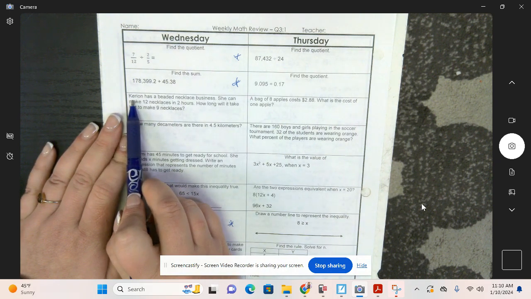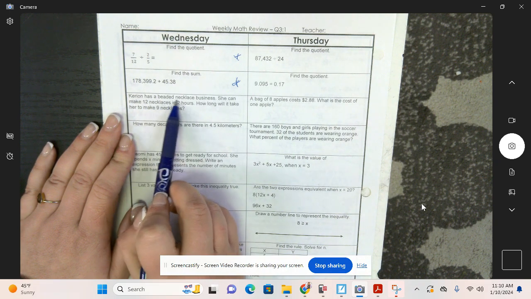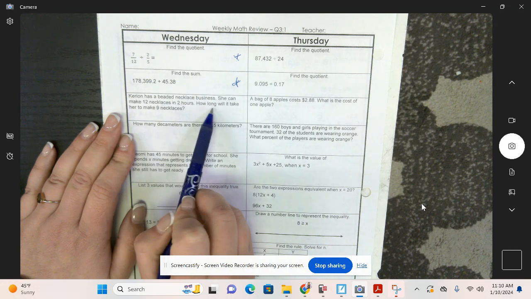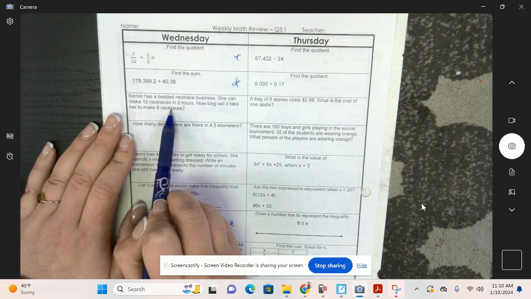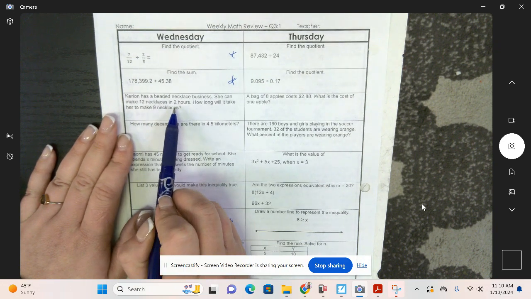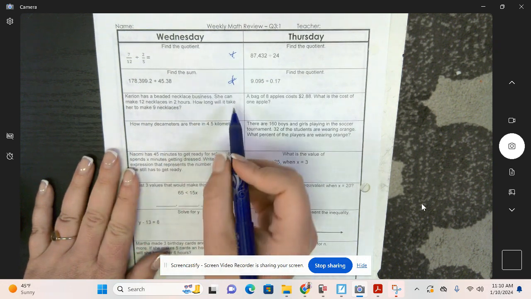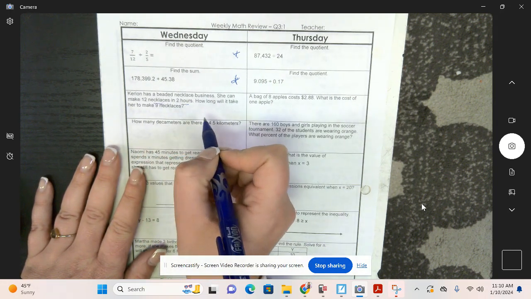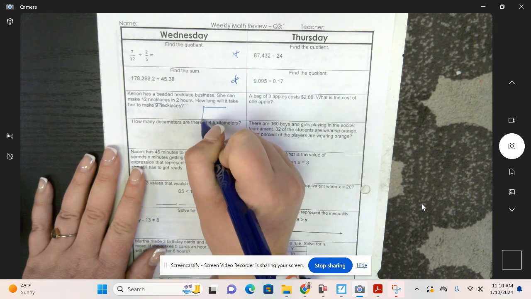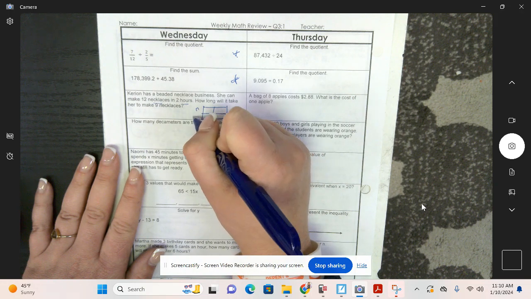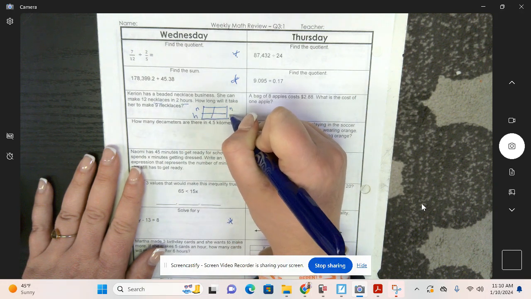Starting with number 3, it says, Karen has a beaded necklace business. She can make 12 necklaces in 2 hours. How long will it take her to make 9 necklaces? So, once again, we're comparing two things. When in doubt, put it in a ratio box. Because we're comparing necklaces and hours, we have two different units of measurement. I'm going to make a ratio box comparing necklaces to hours.